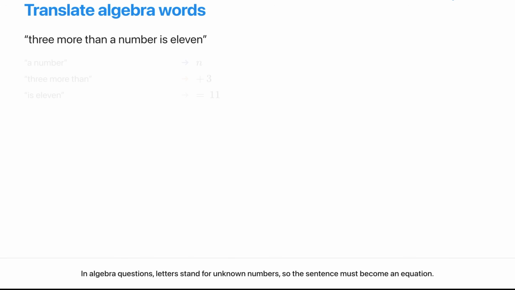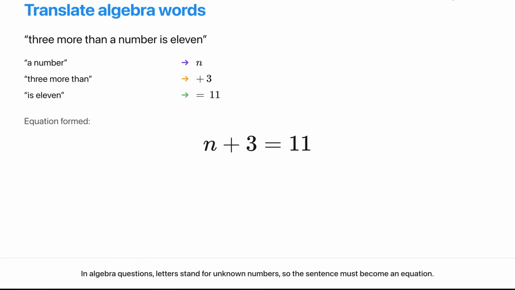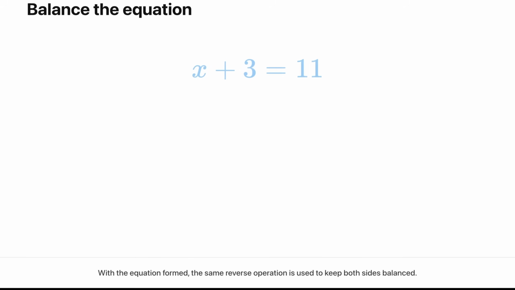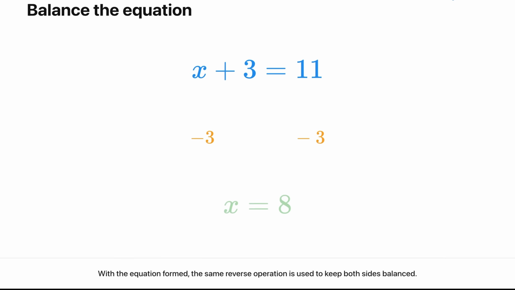In algebra questions, letters stand for unknown numbers, so the sentence must become an equation. If 3 more than a number is 11, the unknown number plus 3 equals 11. With the equation formed, the same reverse operation is used to keep both sides balanced. Subtracting 3 from both sides gives the unknown number as 8.